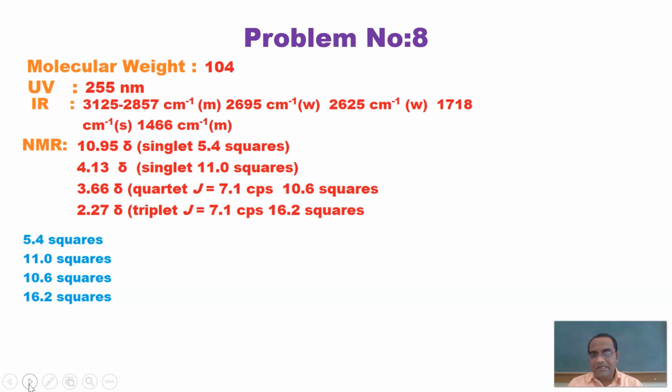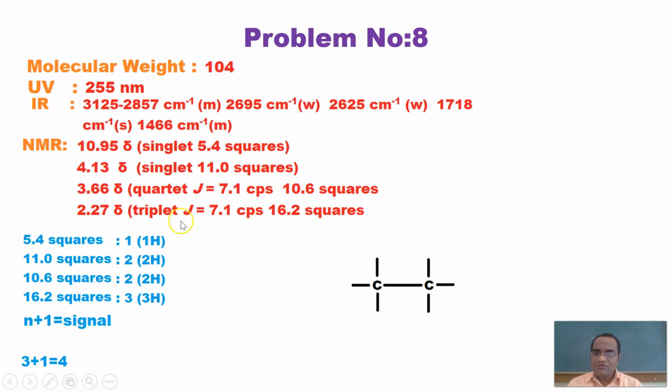So let's firstly calculate the number of hydrogens. So I have again divided by almost 5. So the number of hydrogens is 1:2, 2:2, 2:3. Now let's calculate the signal. So 3 plus 1 gives a quartet. So quartet and triplet, as we have seen earlier, the J values are similar. It means that they are adjacent to each other.